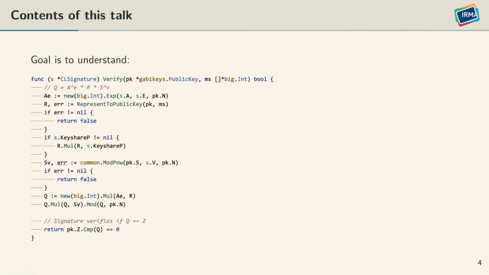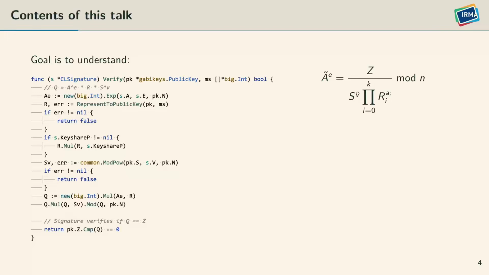So actually what it verifies is that this particular equation holds. This is the verification equation of an IRMA or Idemix credential. So we're going to explain all of the different ingredients of this formula later on. We'll see this formula throughout the talk. But what it means is that if your credential and its signature on it satisfy that formula, then it is valid. That is what this piece of code checks.